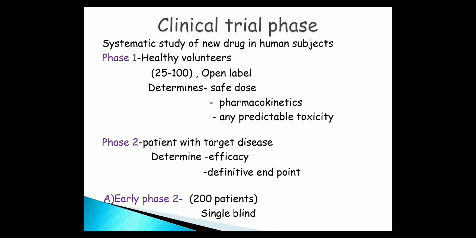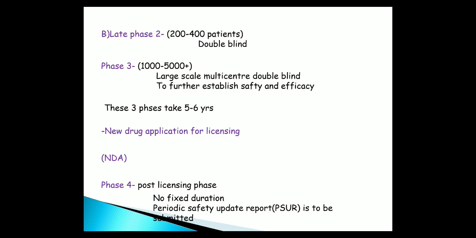Okay, so very next point is late phase 2. It will be carried out on 200 to 400 patients. This is also double blind. Okay, phase 3. This study is carried out in a huge population, 1000 to 5000 and plus. Okay, large scale multi-center double blind, to further establish safety and efficacy of the drug. These three phases take 5 to 6 years to develop a single drug molecule.